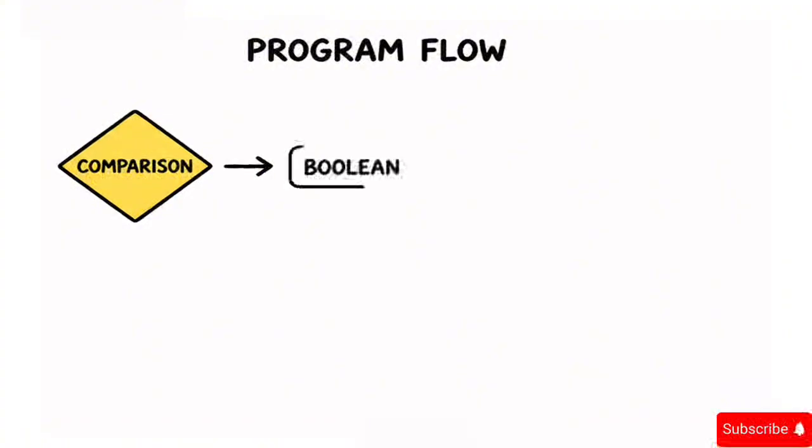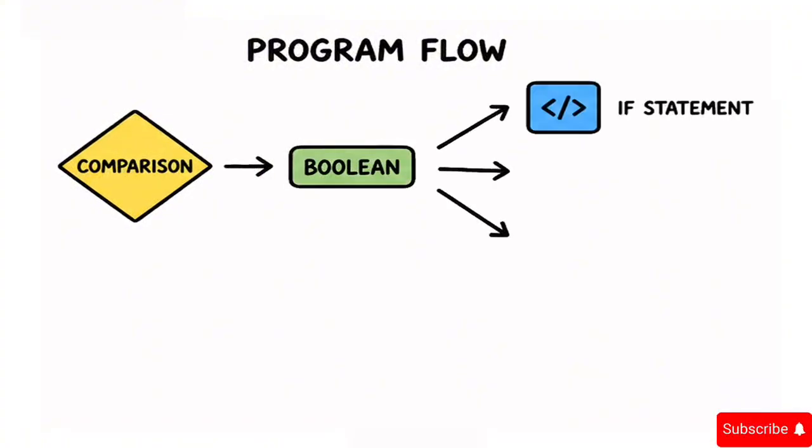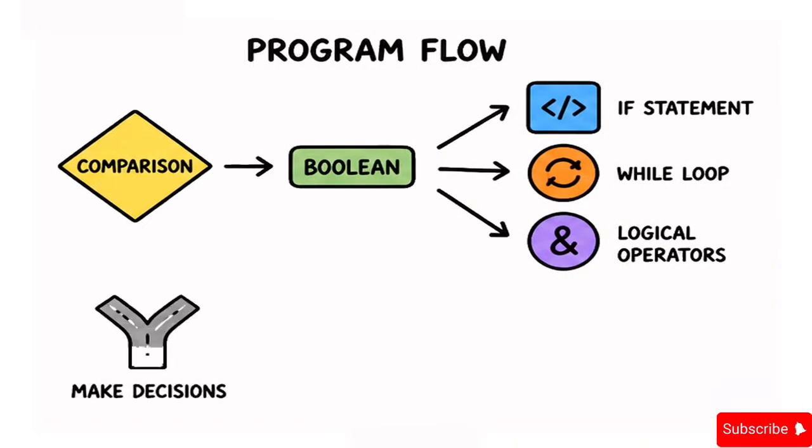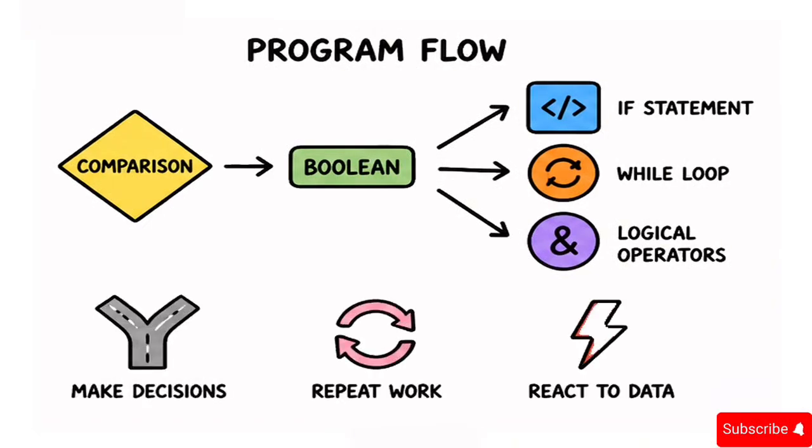Comparison operators return a Boolean, which flows into if statements, while loops, and logical operators. Together, they let your program make decisions, repeat work, and react to data. Master these 6, and you control your program.